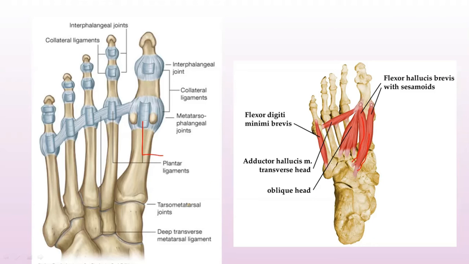This is the second muscle, which is adductor hallucis. This is the oblique head of adductor hallucis, which arises from the second, third and fourth metatarsals. And this transverse head arises from this plantar ligament. And both these heads insert on the lateral side of the proximal phalanx of the great toe.